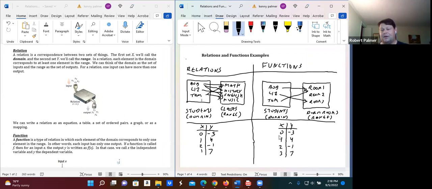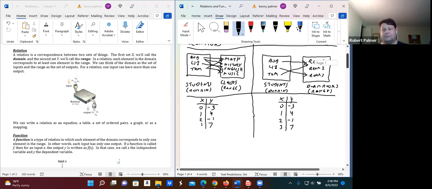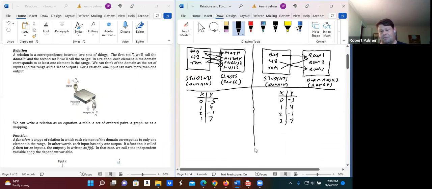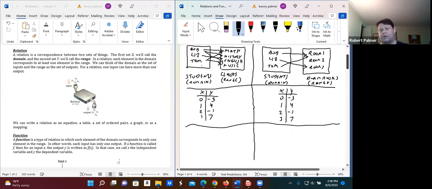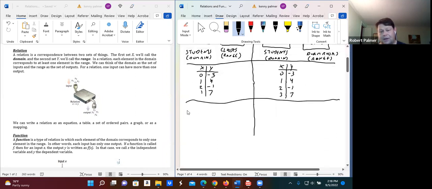So these numbers make up my domain, these make up my range, and each input goes to only one output at a time. That makes that a function. Okay, let's look at a couple more examples. This time let's write a relation as a set of ordered pairs. Think of X and Y coordinates. So let's say we have (-1, 3), (0, 4), and then (-1, 2).